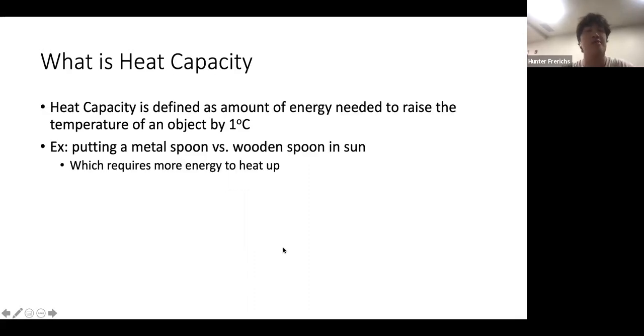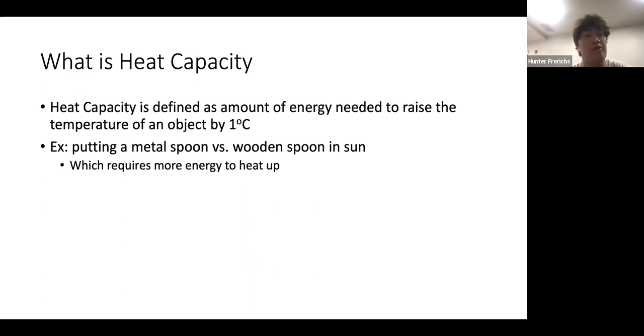So what is heat capacity exactly? Heat capacity is defined as the amount of energy needed to raise the temperature of an object by 1 degree Celsius. You may be wondering what a real world example of this is.